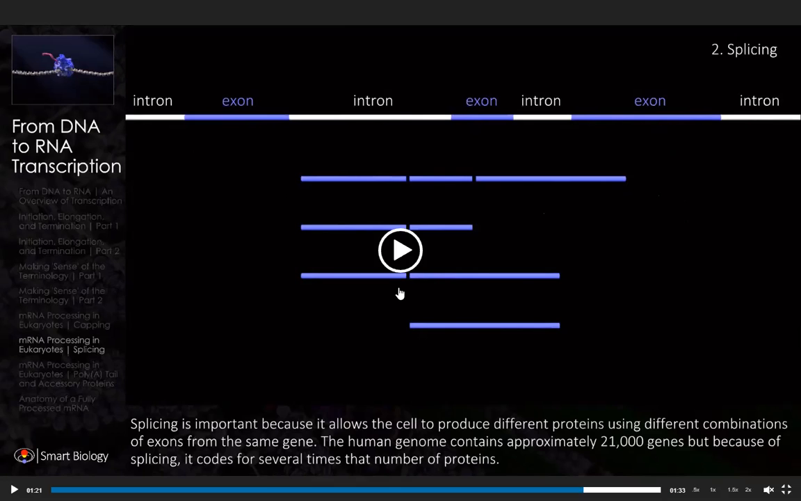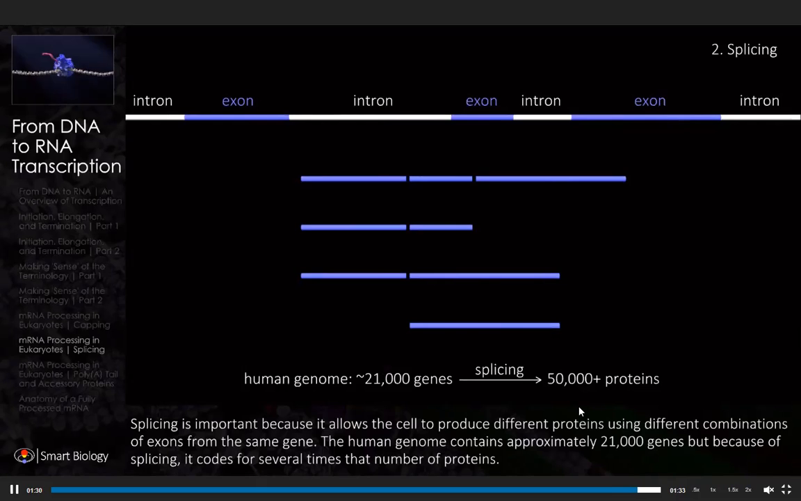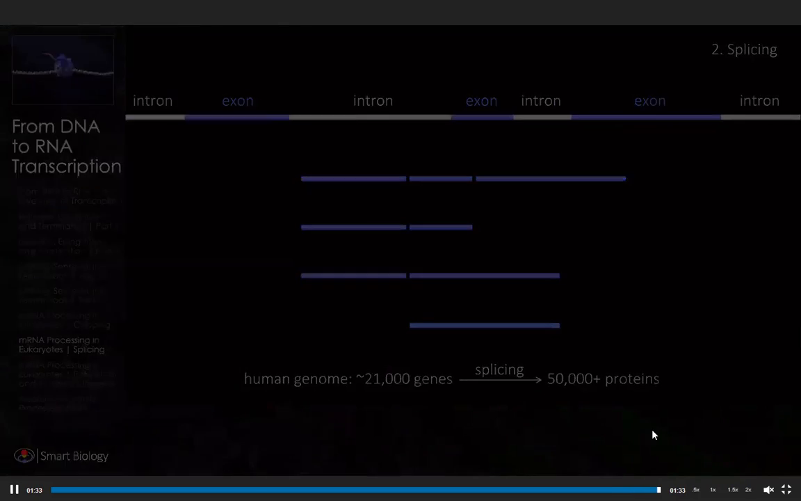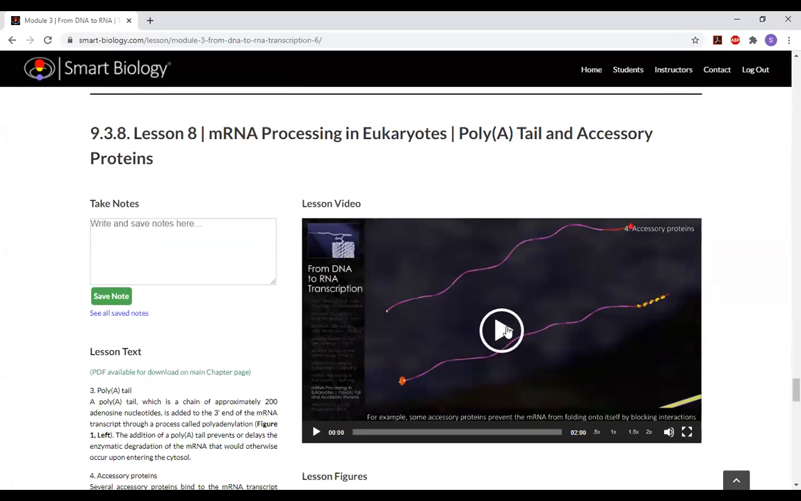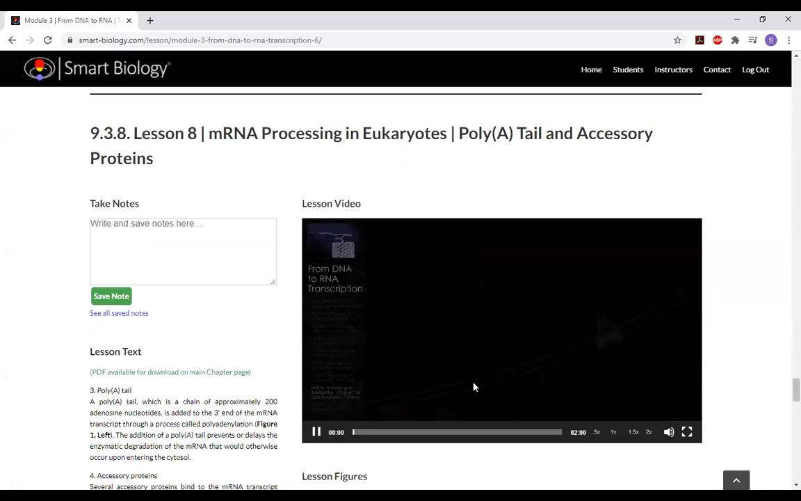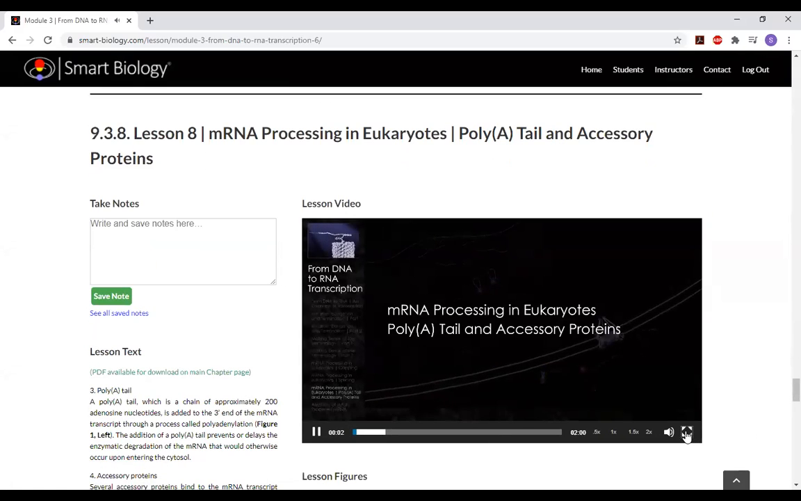So this allows us to have many more proteins than we have genes. The human genome has approximately 21,000 genes, but because of splicing, it has many more proteins, more than 50,000 proteins. Finally, we will talk about the poly-A tail, and then I will open up for questions.